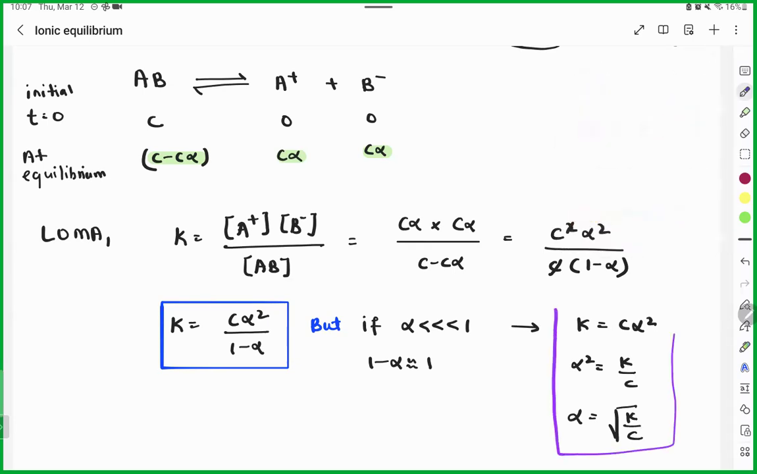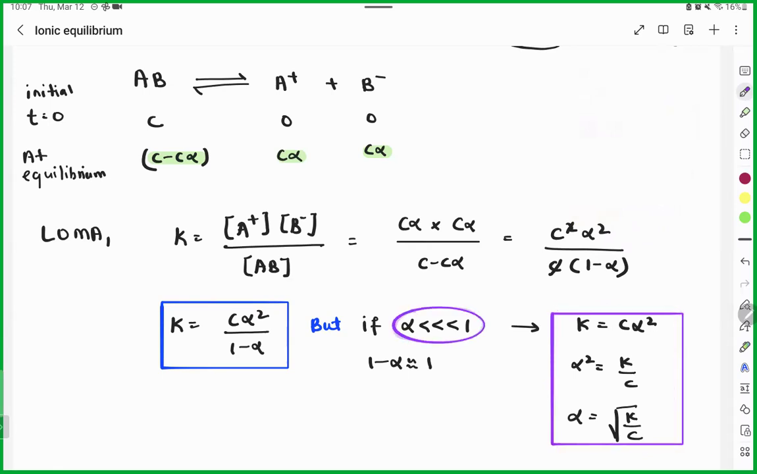Correct? Remember, this is applied when the degree of dissociation is very less, less than 5%, or the alpha value is less than 0.05. When the degree of dissociation is very less, we will consider that there is no dissociation. Correct? We will consider there is no dissociation.